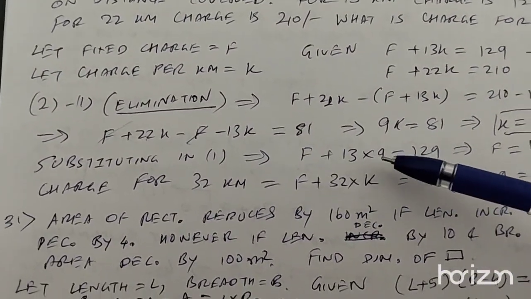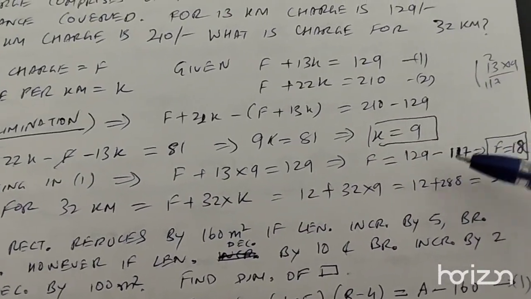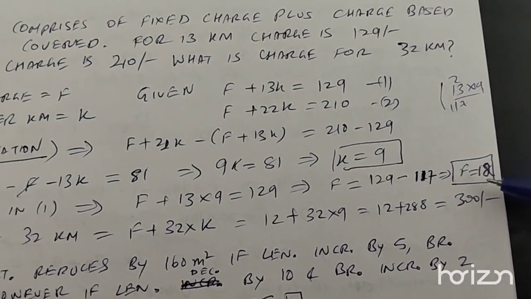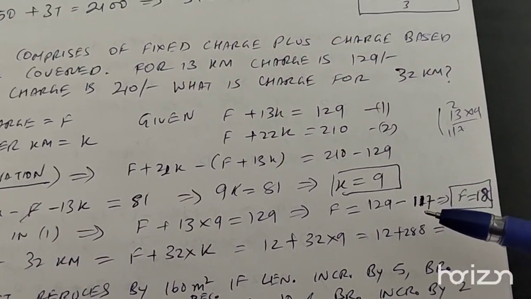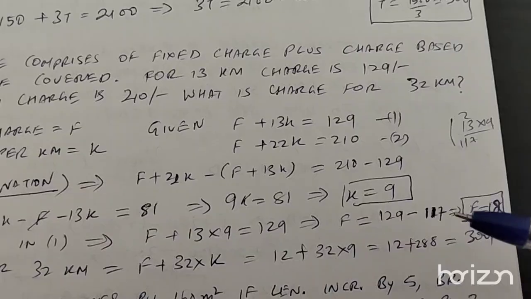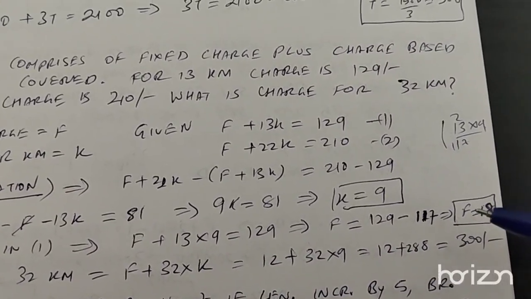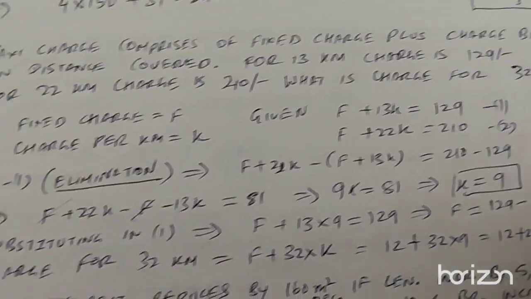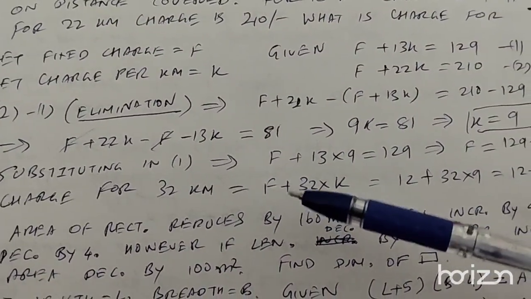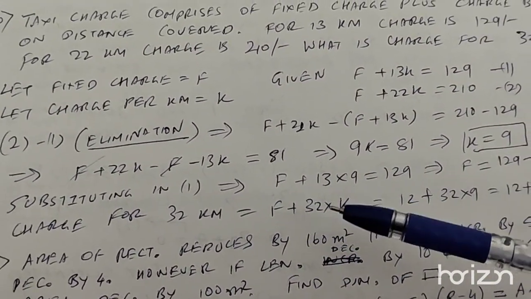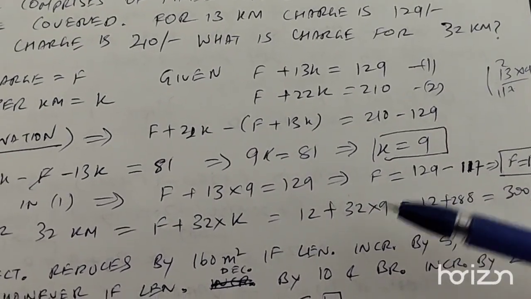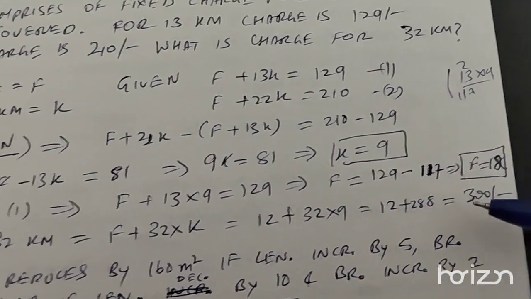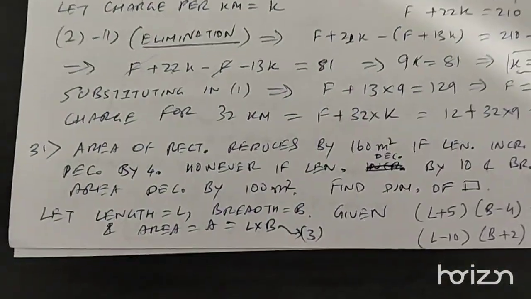Substituting it in equation 1, you can calculate F. It will come out to be 18. Okay, so 129 minus 117, that will come to 12. It is 12 rupees. The fixed charge is 12 rupees. So for 32 kilometers, you will have to pay the fixed charge plus 32 kilometers into charge per kilometer. Fixed charge is 12 rupees plus 32 into 9 rupees per kilometer. So total will be 300 rupees. Okay, so let's look at the next problem.